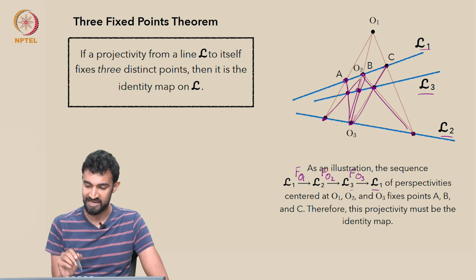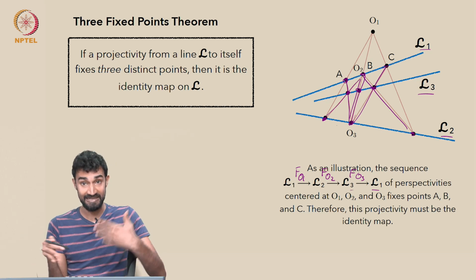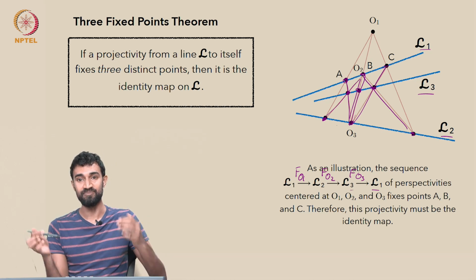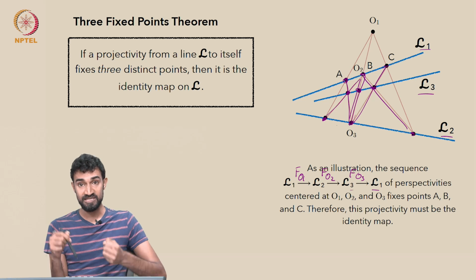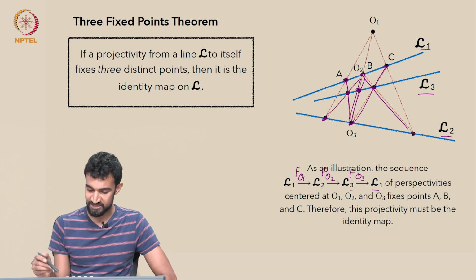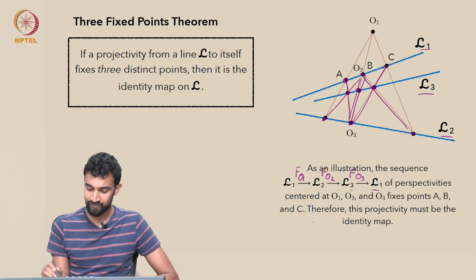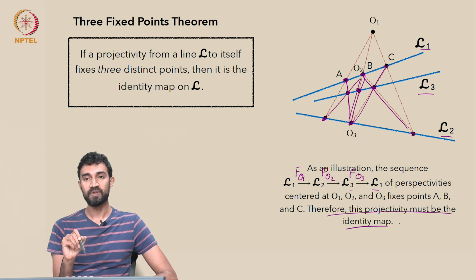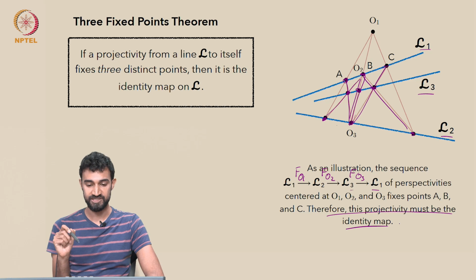3 points here. So A, B, and C are going back to A, B, and C in that order, no permutations of them. A is going back to A, B is going back to B, C is going back to C. So they're fixed points. So according to the theorem, this projectivity must be the identity map. That's the content of the 3 fixed points theorem.